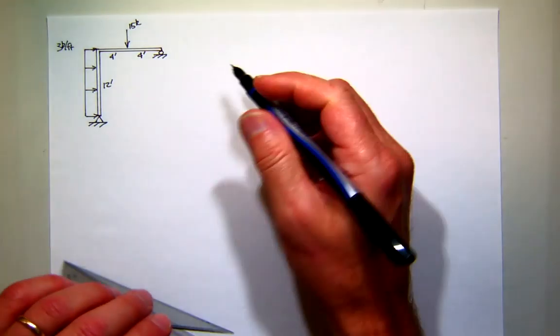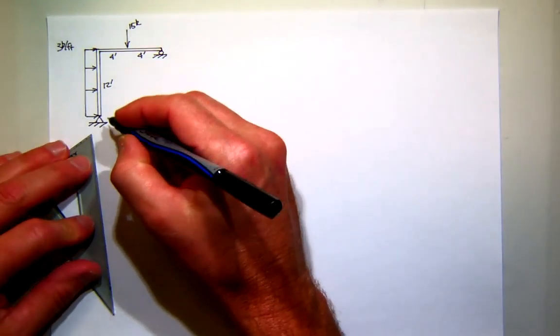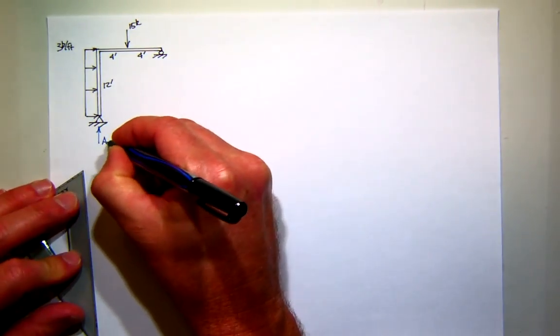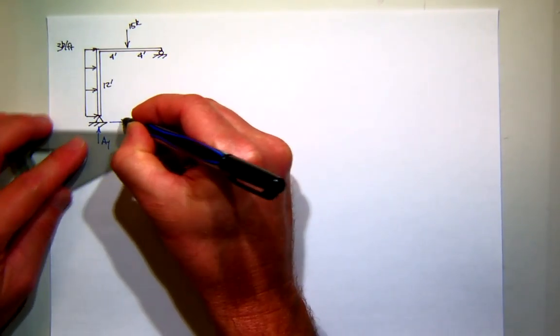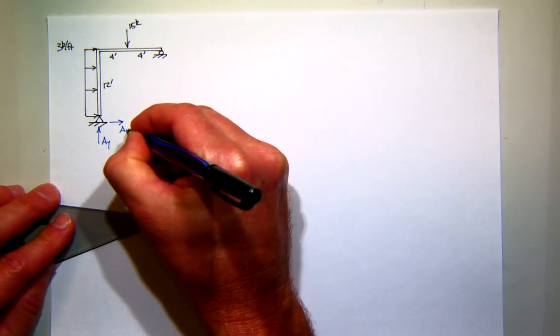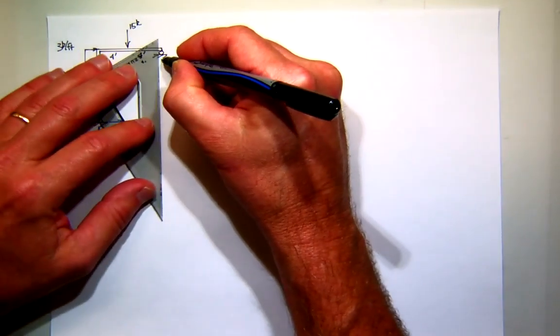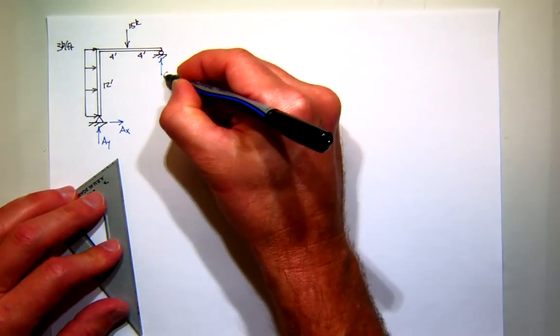Okay, so let's draw the shear force and bending moment diagram for this frame. The first thing we'll need to do is find our reactions. So I'll call this point A, and we'll have reactions AX and AY. Call this B, and we'll call this C, so I'll assume a CY.